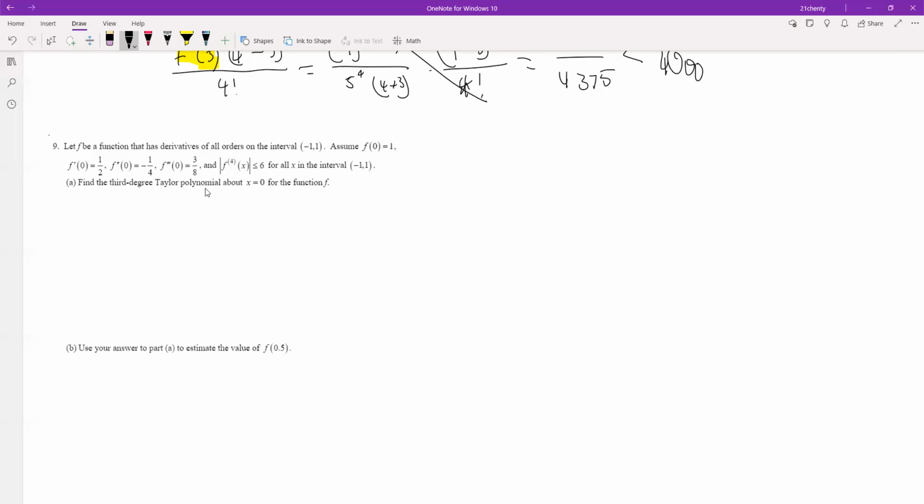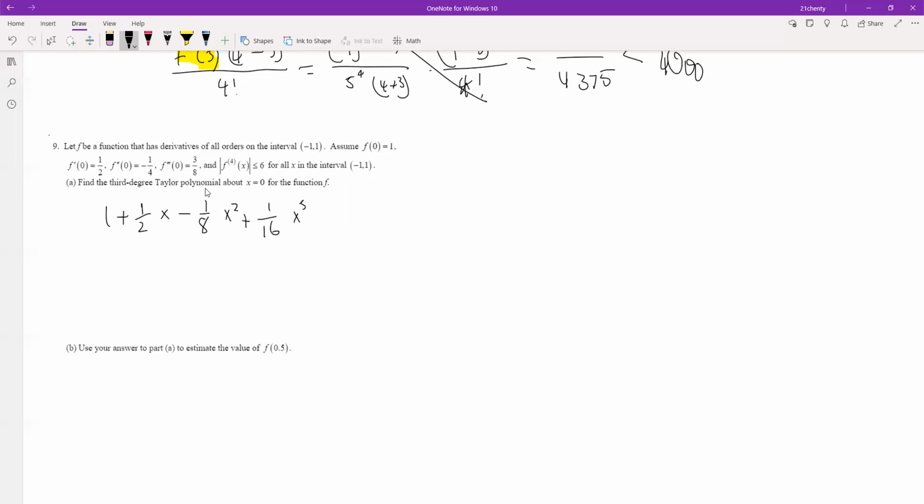And we'll write 1 plus 1/2 over 1 factorial, or just 1 half of, yeah, so this is about x equals 0. So this is also just the Maclaurin polynomial. So x minus 1/4 over 2 factorial, or 1/8 x squared, and plus 3/8 over 3 factorial, which is 3 over 8 times 6, or 1 over 8 times 2. So 1/16 x cubed. And that's the third degree.